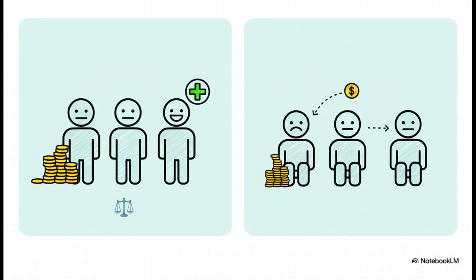First, you have this perfect ideal called Pareto efficiency, where a change is only good if it helps at least one person without hurting anyone else. As you can imagine, that's almost impossible in the real world, so policymakers tend to use a more practical yardstick, Kaldor-Hicks efficiency.